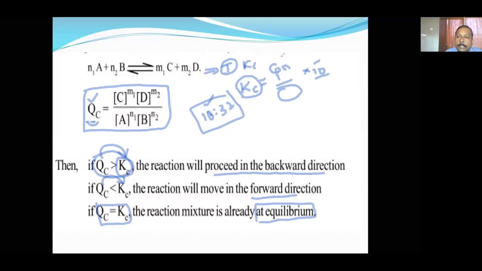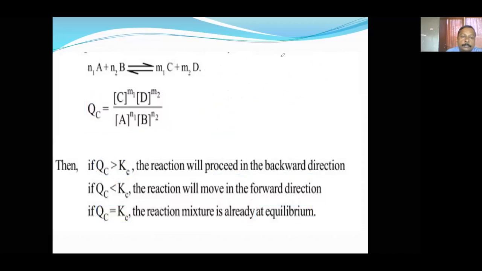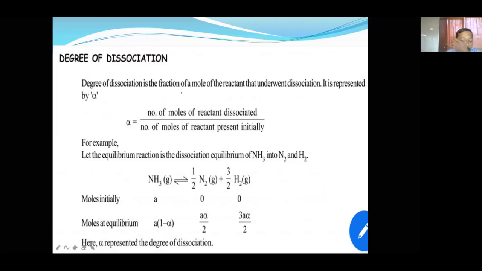Is it understood? Okay. This is how you will determine the direction of reaction, meaning forward or backward. Okay. Now let's see the next topic. Degree of dissociation, very required for advanced level questions. The degree of dissociation formula is very simple, but the application is very difficult. Alpha equals number of moles of reactant dissociated upon number of moles of reactant present initially.